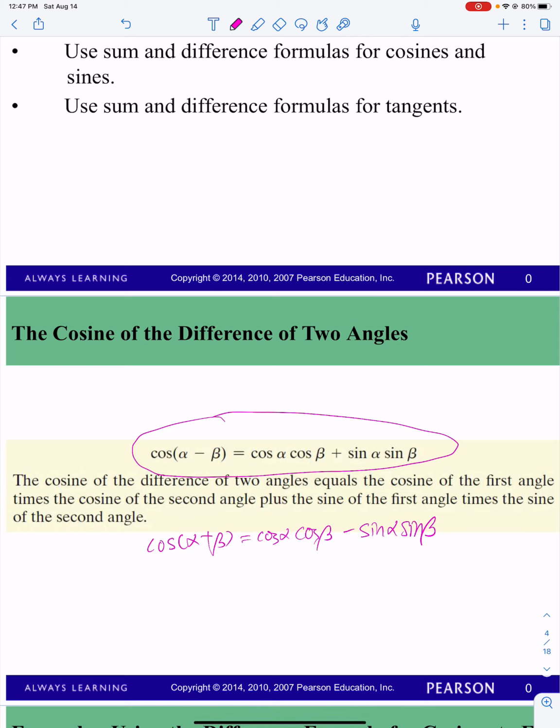Okay, so what happens here for the cosine? You have cosine cosine together, sine sine together. And if it's minus here, it is plus here; if it's plus here, it is minus here. So for the cosine, you have the same things together, and the sign is opposite.